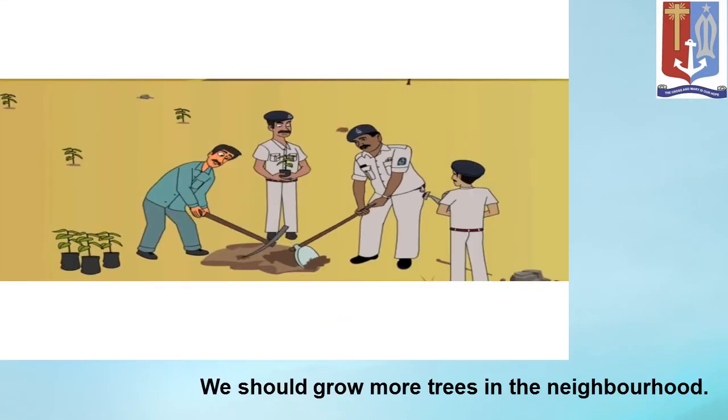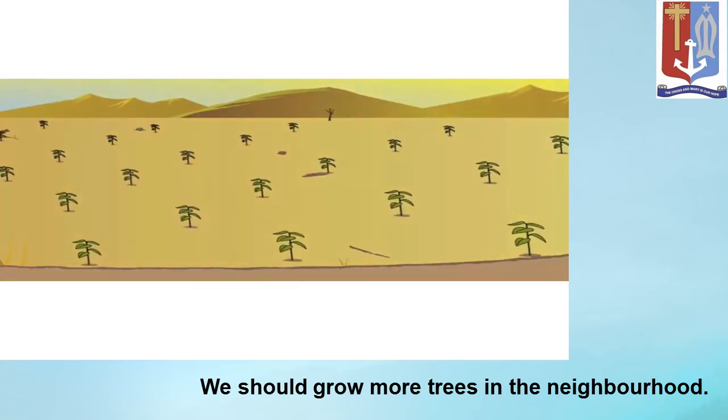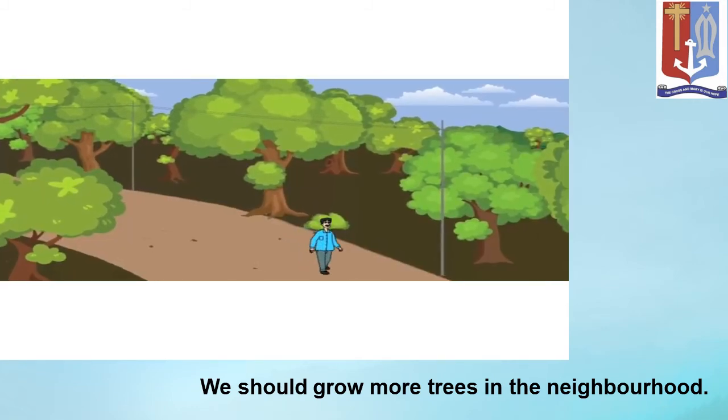We should grow more trees in the neighborhood. So children, we should not cut trees. We should grow more trees. There should be more of trees everywhere around us because trees provide us with oxygen, pure air. They purify the air. So we need to try and plant more and more trees so that there is greenery everywhere and that we can get good oxygen to breathe.